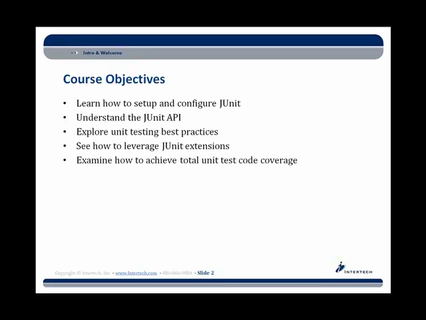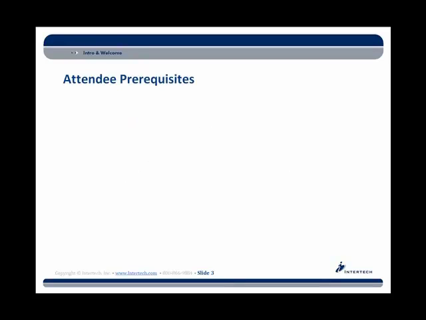We'll examine how to achieve total unit test code coverage. That is, making sure every line of code you write is covered and explored with a JUnit test. We'll look at how to write more testable code. That is code that not only works well, but also is higher quality since it's written to be more easily tested.